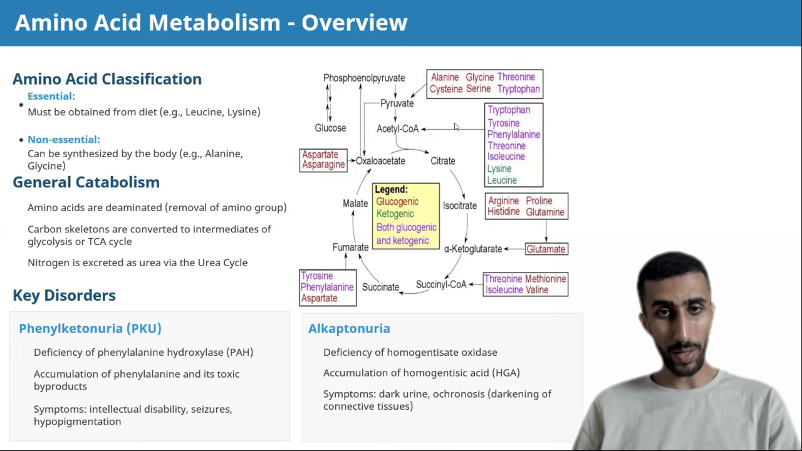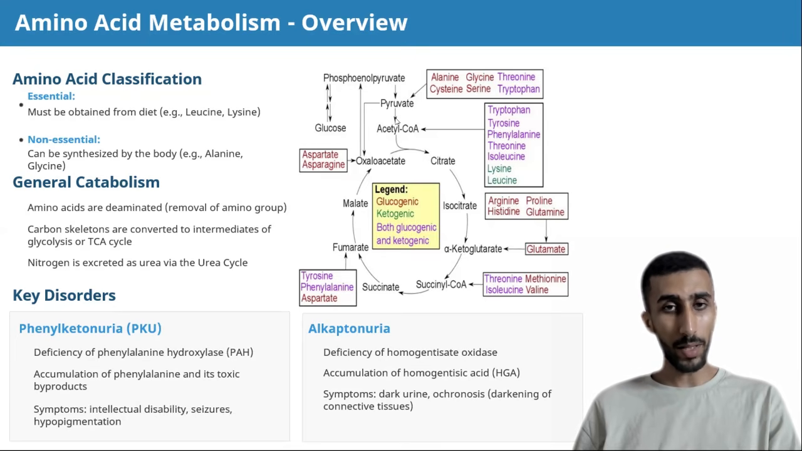There are certain amino acids that are glucogenic. For example, here you remember pyruvate, so alanine, glycine, cysteine, and serine. These four amino acids are purely glucogenic: alanine, glycine, cysteine, and serine. Remember them. They are converted into pyruvate.